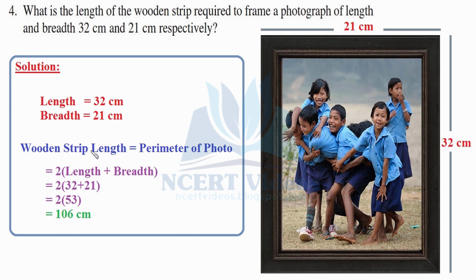Now wooden strip length would be equal to perimeter of photo. So this is twice into length plus breadth, the same formula, twice into addition of 32 plus 21 gives you 53, and when we multiply it with 2, it gives you 106. That is 3 2s are 6 and 5 2s are 10. So 106 centimeter is the required length.